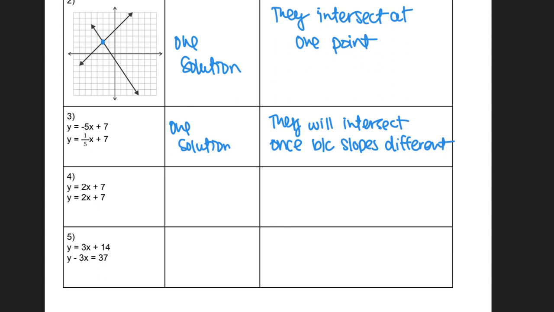Okay, the next one, we look at the slopes. The slopes are the same, which means that they can either be parallel or identical. But then when we look at the y-intercept, since the y-intercepts are the same, that means that the lines are identical, which means that they're going to be two lines right on top of each other, which means that there's going to be infinite solutions. And I'm going to say the lines are identical.